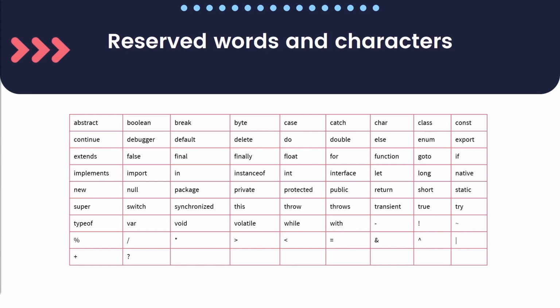We also have characters like the ampersand sign, the greater than or equal to, the less than sign, and even the percentage sign. All of these keywords and characters are reserved for specific functions in JavaScript, and therefore we can never use them as standalone keywords for naming variables, for example.